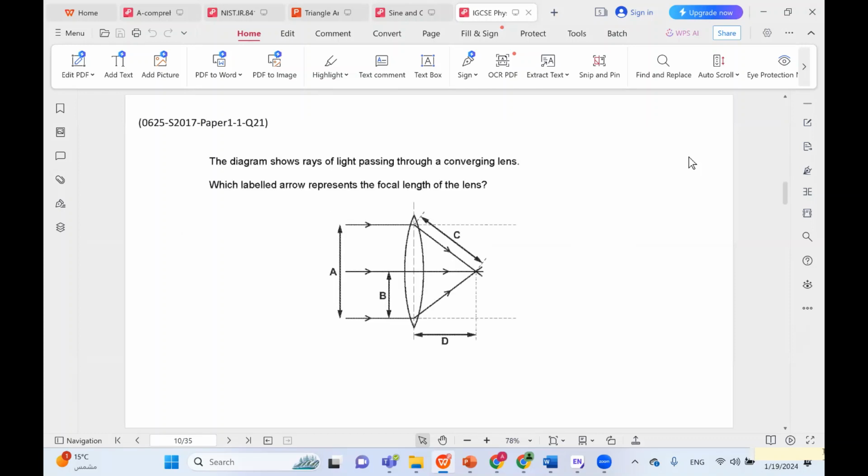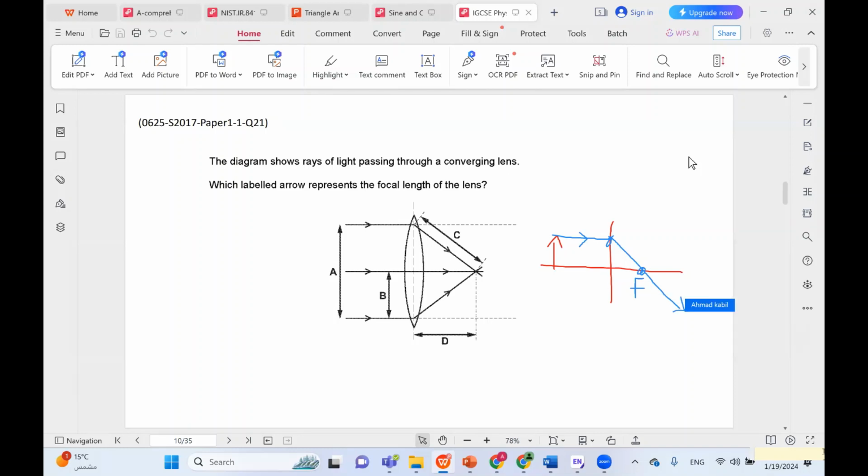The three-ray diagram is an interesting method of determining where the image of a lens is. The diagram shows rays of light passing through a converging lens. Which labeled arrow represents the focal length of the lens? So here is what we need to know about the three-ray diagram. We have a lens, we have an object. So we have three light rays that we use in order to figure out where the image is formed. The first ray moves parallel to the axis, hits the lens, and then passes through the focal length or the focus. So this is the first ray.